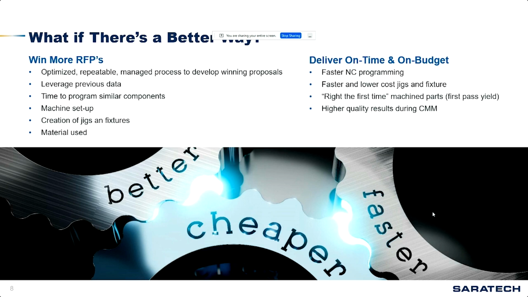And so, as Mike had mentioned, that's where it comes down to: what if you can do faster NC programming, lower the cost of the creation of jigs and fixtures, and get the first part yield right where you want it to be? Right the first time is ultimately what you want to get to, with higher quality results by the time you get to the CMM, where you see your parts right on. So that's what we're going to be talking about and showing you today, of how we think you can get there. At least we know that we're getting there with our customers. Next slide, please.